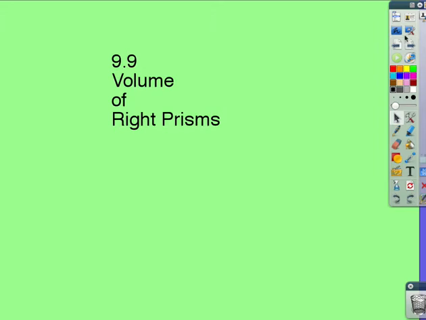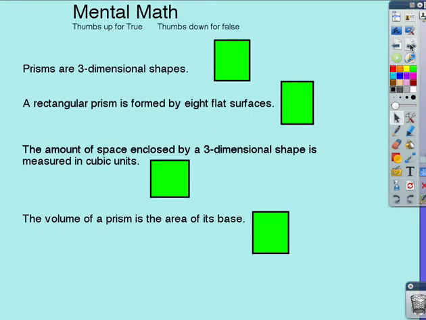of right prisms. Getting our brains warmed up.